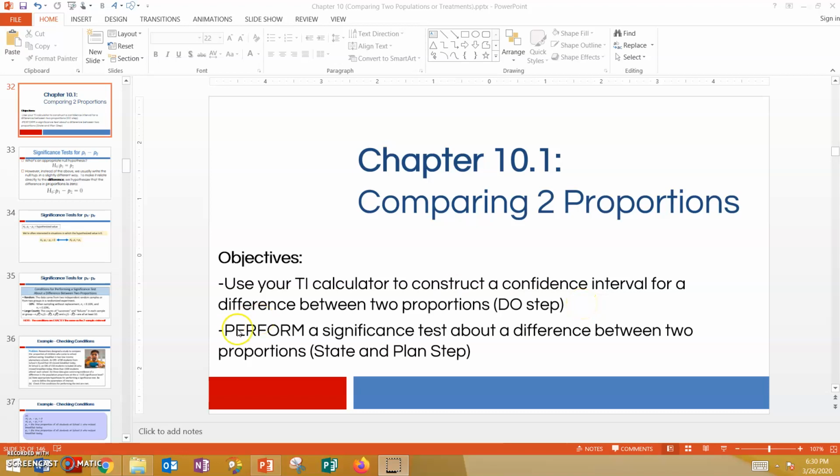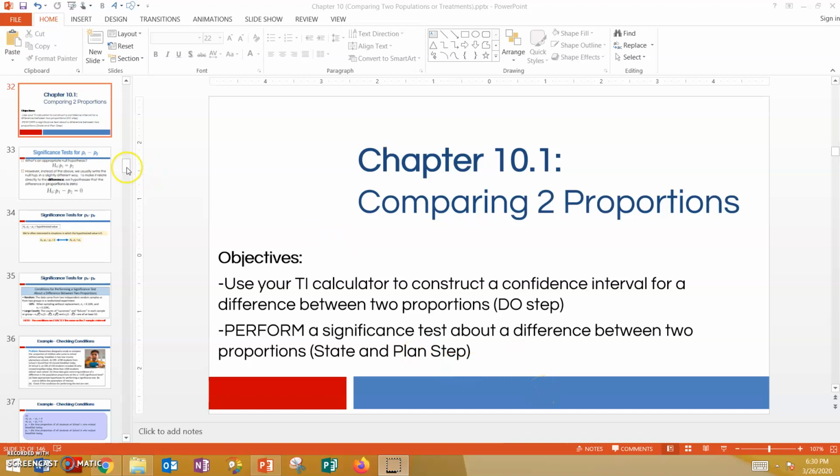And then we're going to talk a little bit about hypothesis or significance tests that involve a difference between two proportions. And we're going to mainly focus on the state and the plan portion of the significance test.